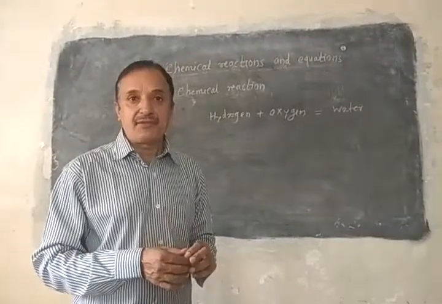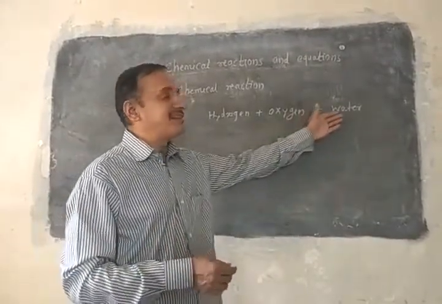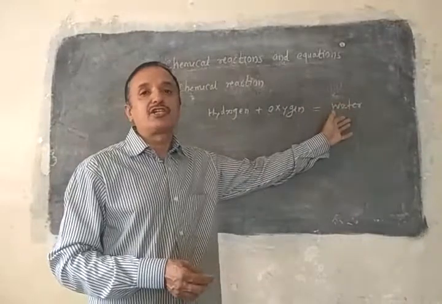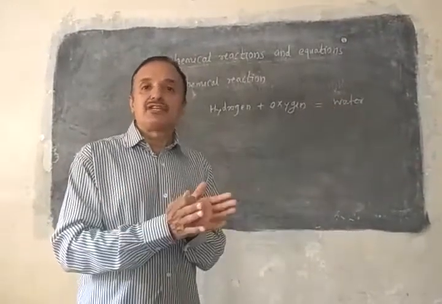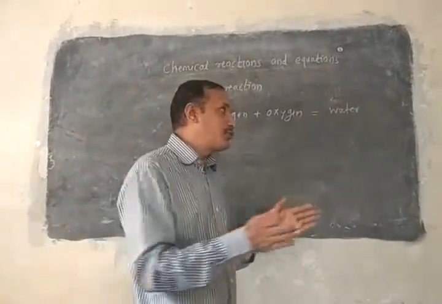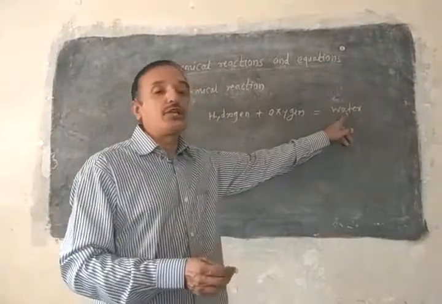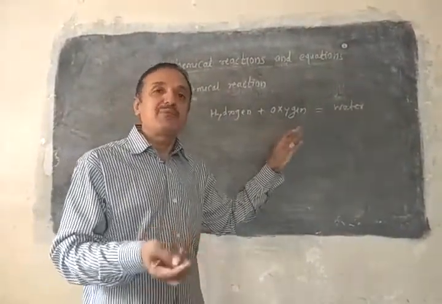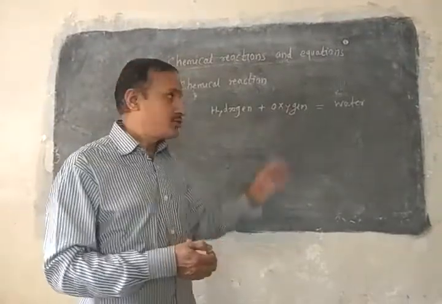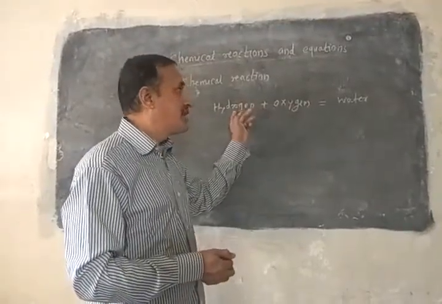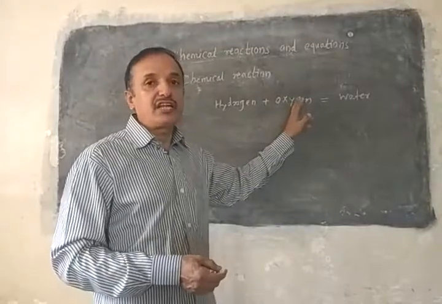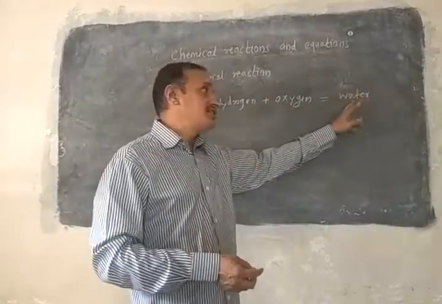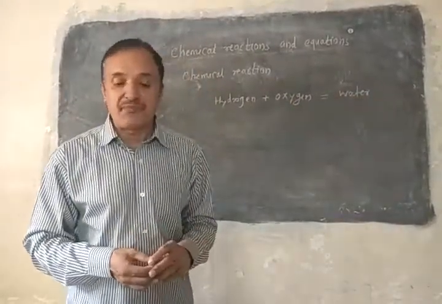By passing an electric current, we can decompose, or dissociate, water into hydrogen and oxygen. But it is not an easy way; by passing electricity we can do it. So here hydrogen chemically combines with oxygen and forms water. It is a chemical change.